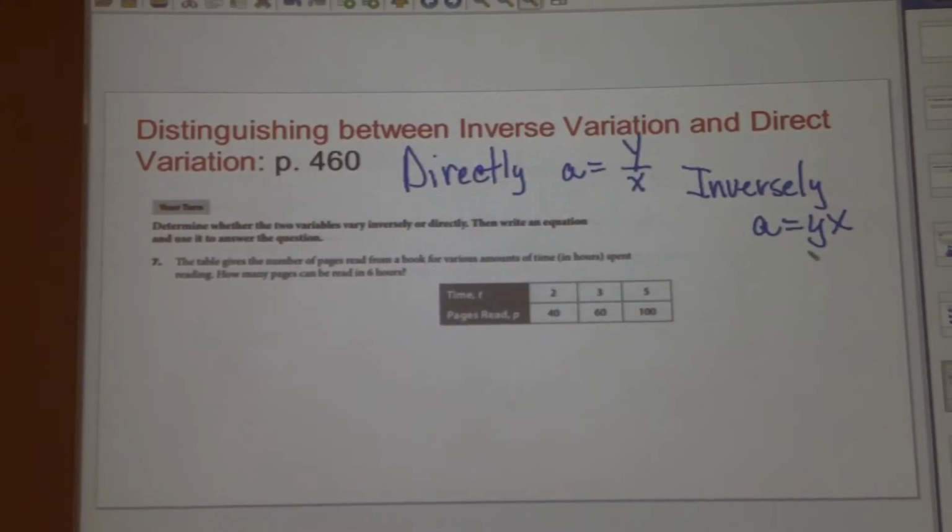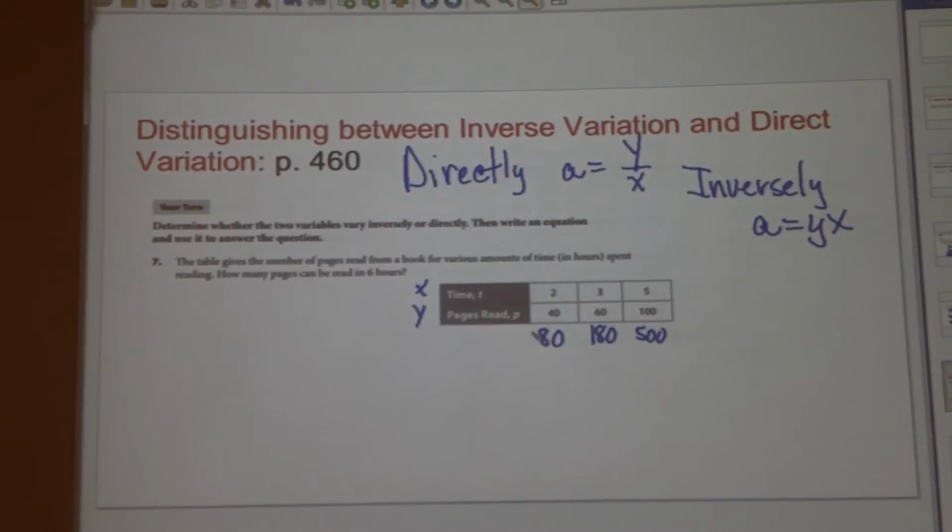So these are the x's on top, and these are the y's on the bottom. What I would do is multiply my x and my y together. So 2 times 40 is 80. 3 times 60 is 180. And 5 times 100 is 500. Those constants are not all the same, which means it's not going to be inversely.